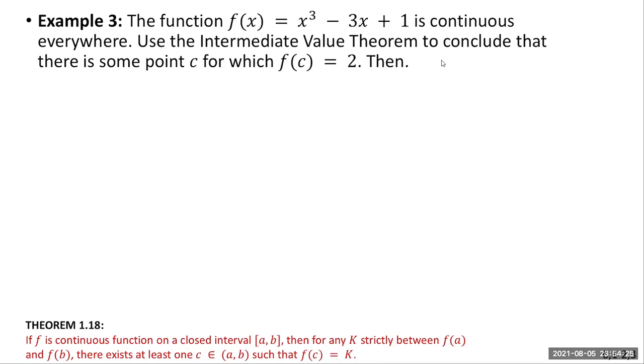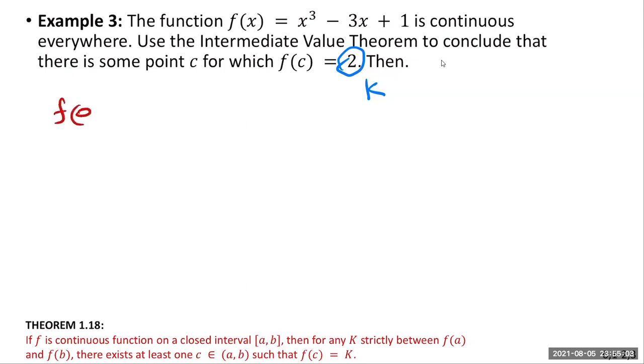Well, to apply the intermediate value theorem, I'm going to view this number as my k. See, in the intermediate value theorem statement, if you compare this one with this one, this looks like my k value, okay? So what I'm going to do is, I'm going to find two x values such that my k value is strictly between the two y values corresponding to the two x values I picked, okay? Here is what I mean.